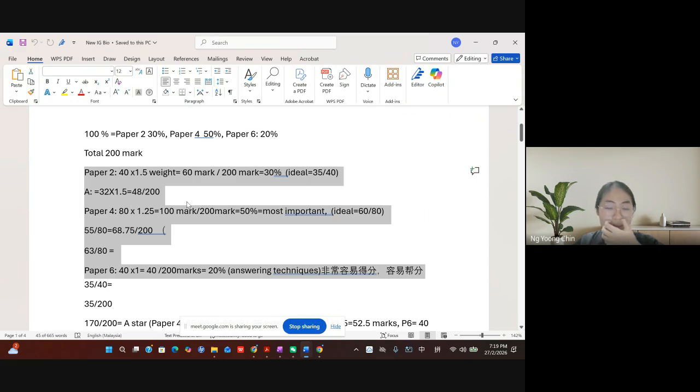But actually the mark boundary will be different every year. I think last year the mark boundary was quite high. Actually, it was the highest compared to previous years. So a lot of students thought that they could get A star, but actually they got A. So it's better if you aim for a higher mark, okay?